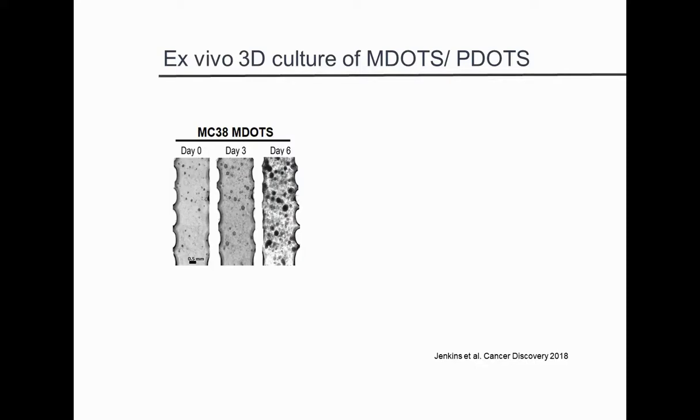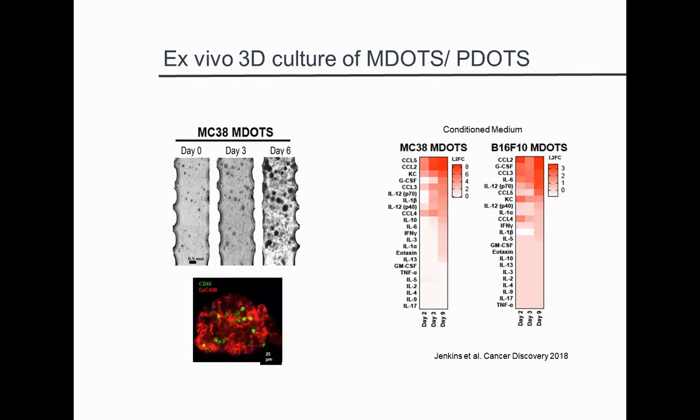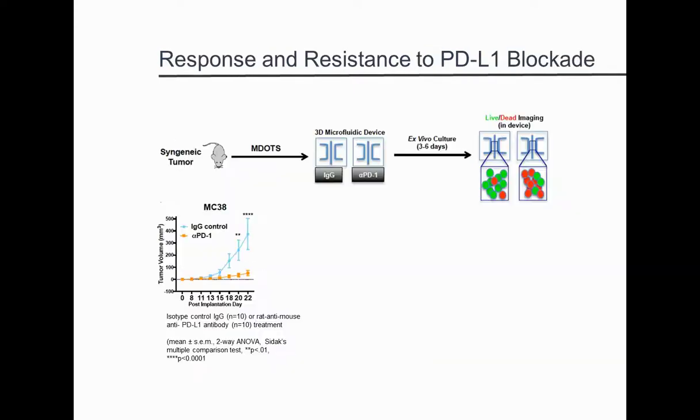This is what it looks like under the microscope. You start off with spheroids at day 0, and you can see that they grow very nicely and robustly over time. This is the MC38, very immune-responsive syngeneic model. We can, again, sample the conditioned media and look for secreted cytokine changes. We can look at the immune contexture by immunofluorescence as well.